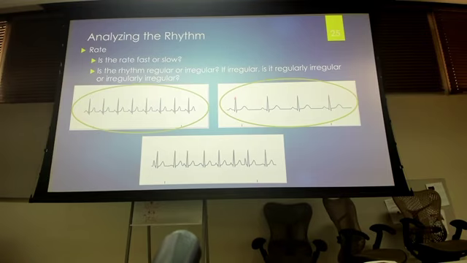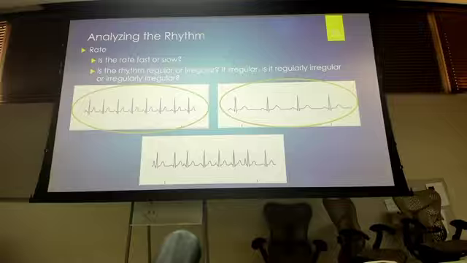What about this bottom one? What do we say about that? Irregular. I take this and I put my line here and I put my line here and I move it here. They don't line up. That lines up. That doesn't line up. Irregular. Okay? And again, those are pretty obvious, but sometimes it's not so obvious.